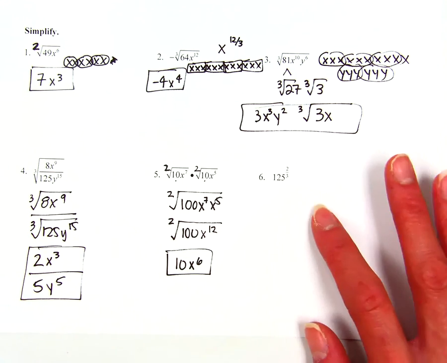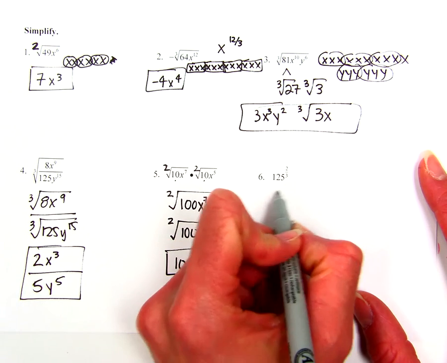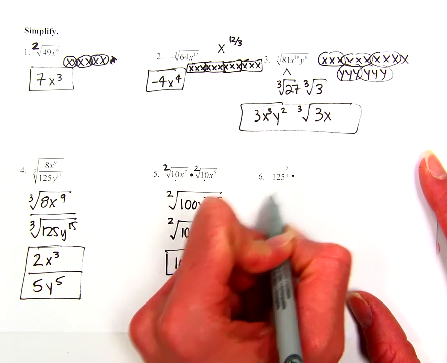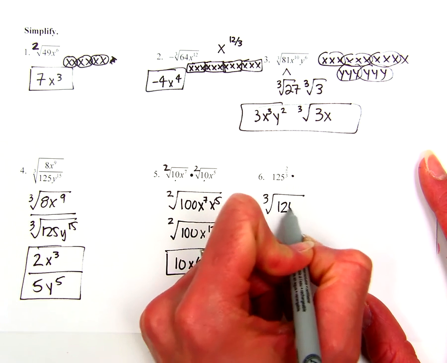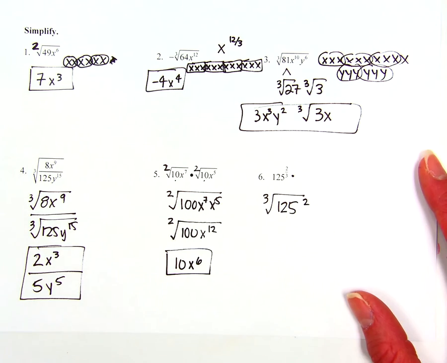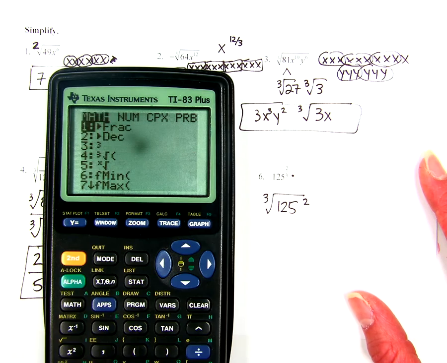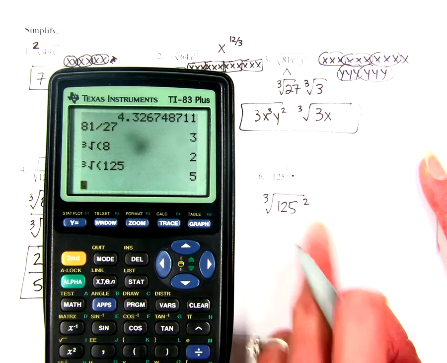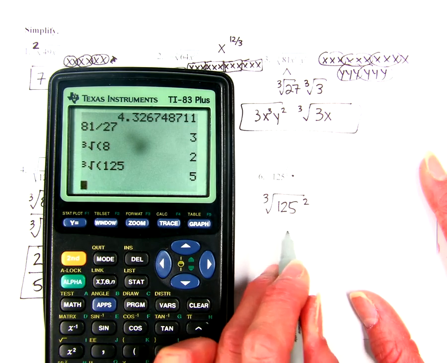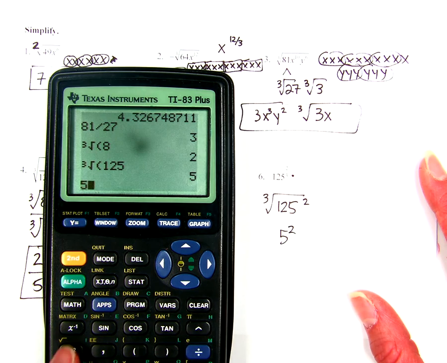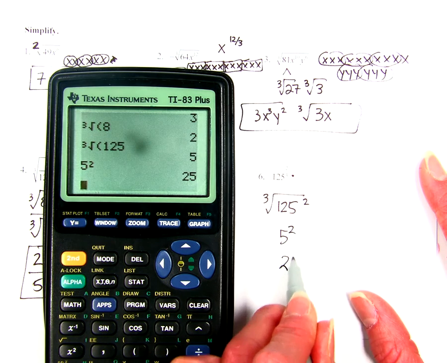All right, so this is what we had yesterday. We can rewrite this as a cube root. Look at your denominator. That tells you your index. So cube root of 125 squared. It's much easier to take the cube root of 125 first, rather than to square it and then take the cube root. So we have 5 squared, and 5 squared we know is 25.